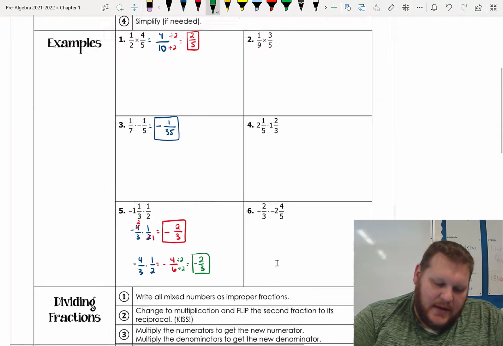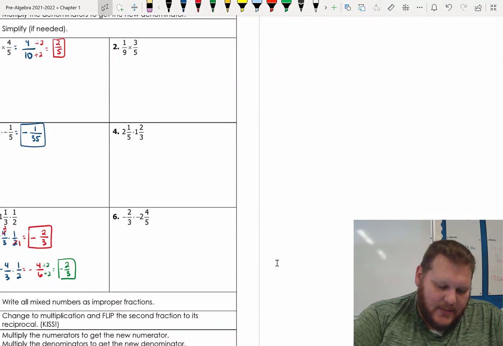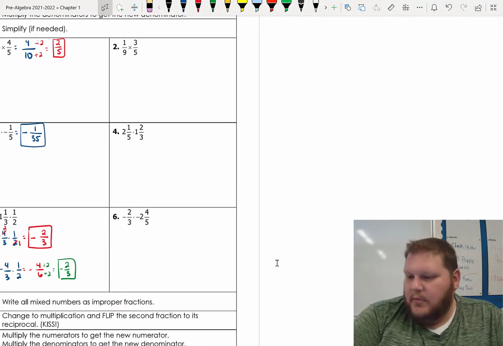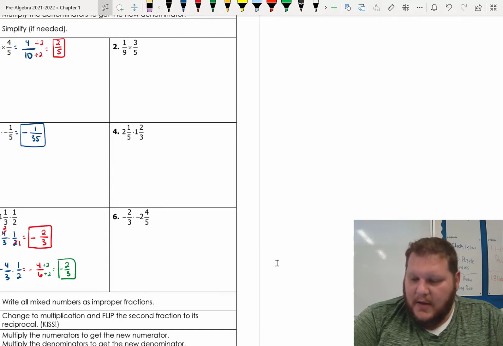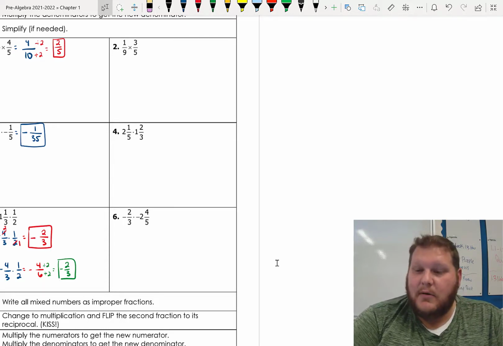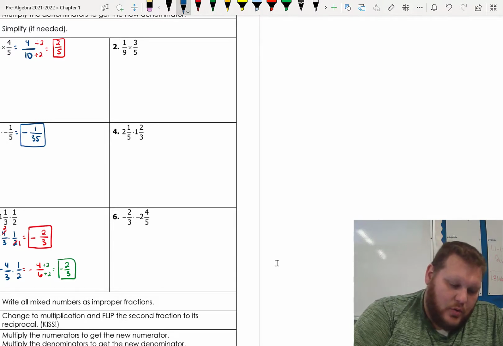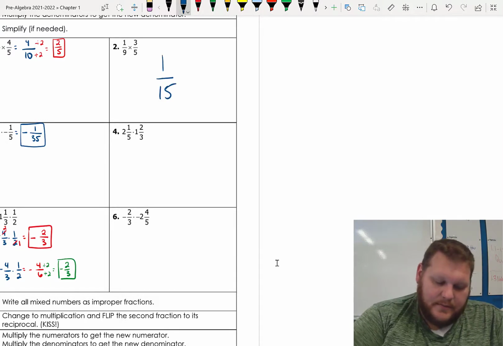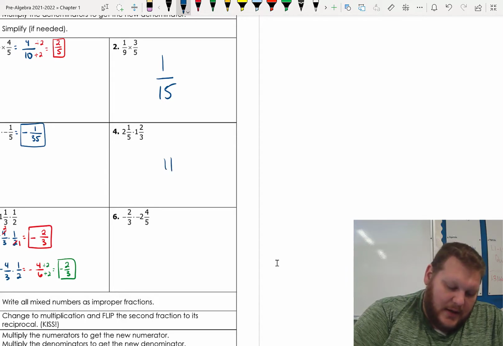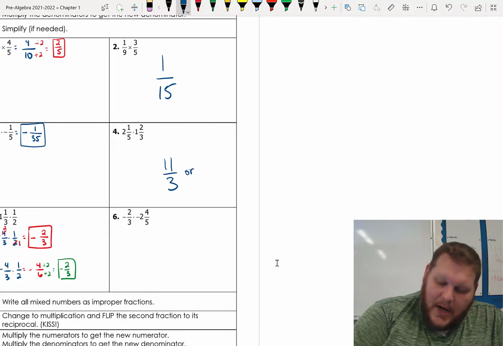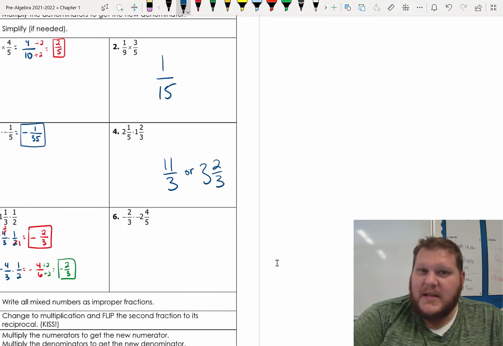All right. With the evens, if you wanted to try them on your own, go ahead and pause the video, do those 3 problems, and then go ahead and hit play and check your answers. For number 2, you should get 1 over 15 after you reduce. Number 4, you should get either 11/3 if you leave it improper, or 3 2/3 if you make it a mixed number again.